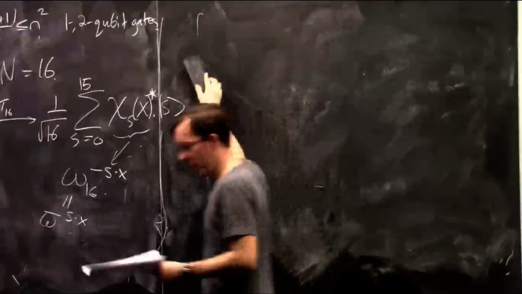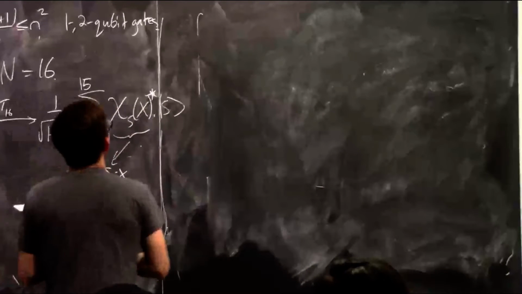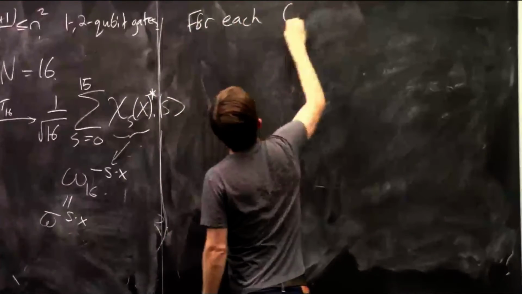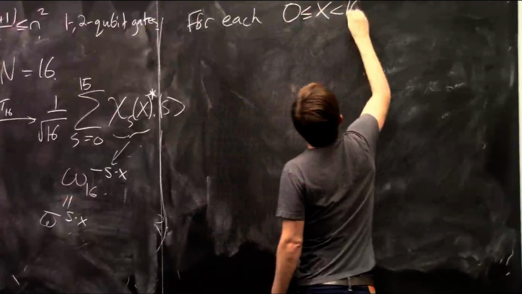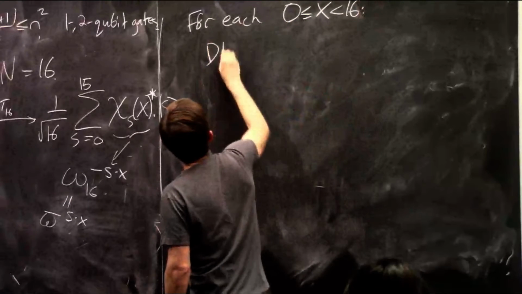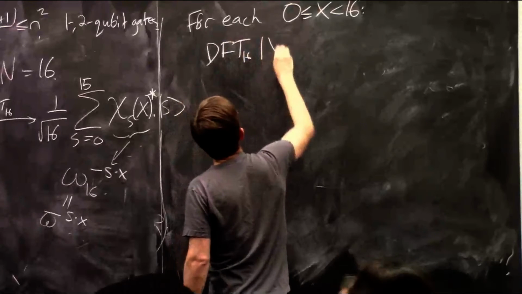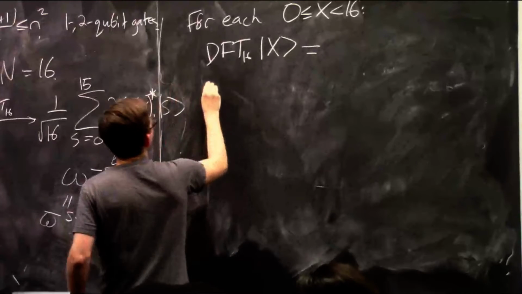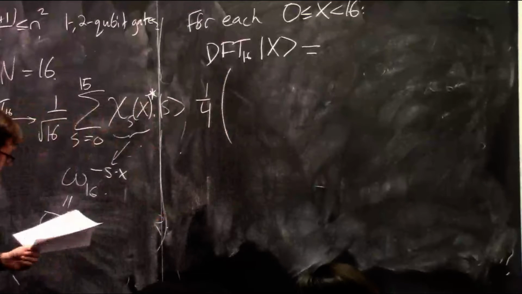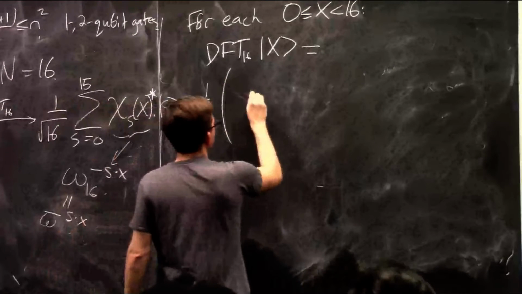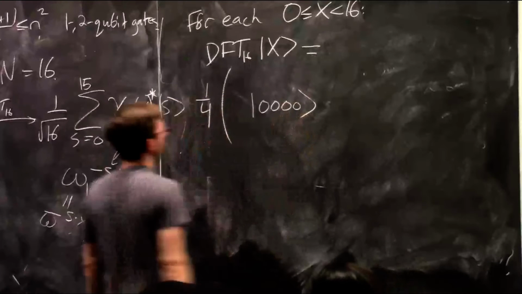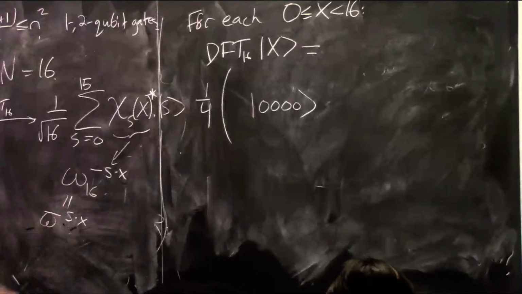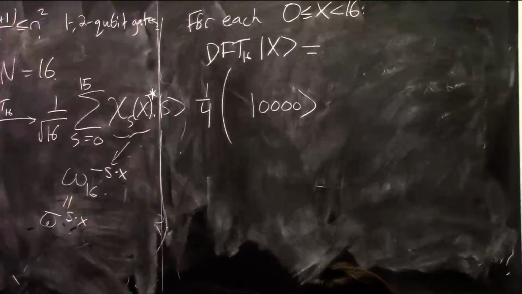So let me write this even more brutally explicitly. Okay, so we need a circuit that for each number x implements the 16 of x equals 1/4 times... Well, it's going to be some amplitude on 0, 0, 0, 0. That's capital S equals 0. But omega bar to the 0 times x is 1 for every x. That's 1.